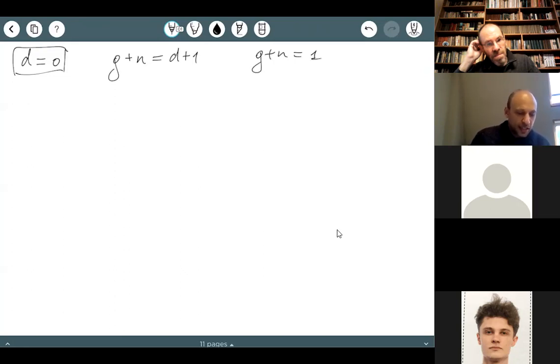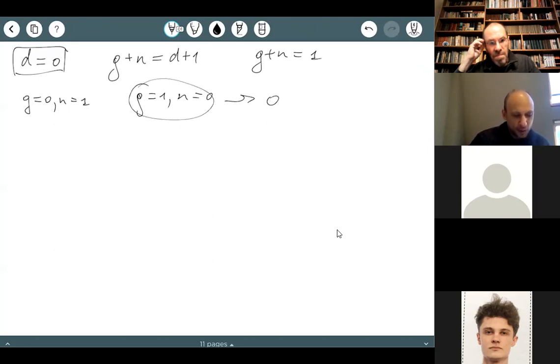So I have two cases. I have g equals 0, n equals 1, and g equals 1, n equals 0. Actually, this case will give me 0, so I will concentrate on the other one. And not to waste time, I will ask you to take my word for it that this term gives you 0.